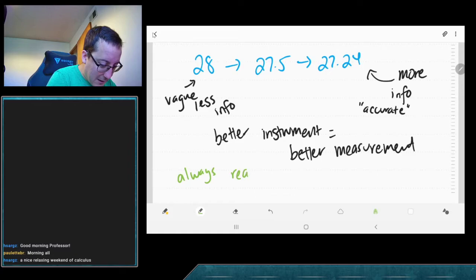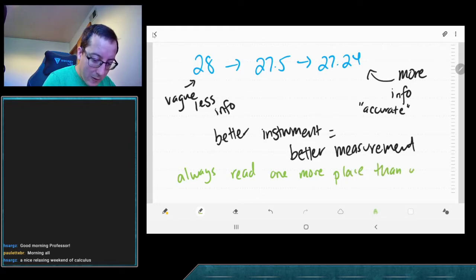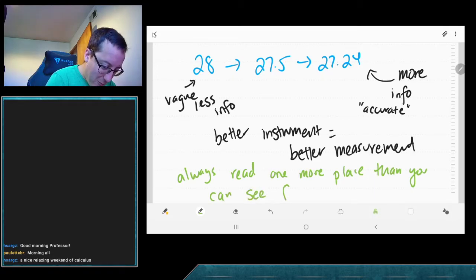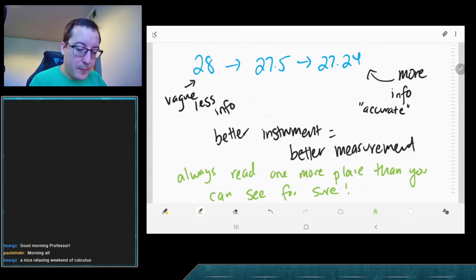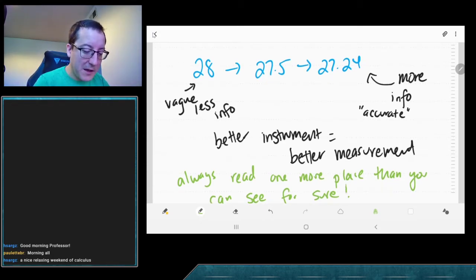Always read one more place than you can see, for sure. Okay, so this is going to be how we're going to be able to do this.